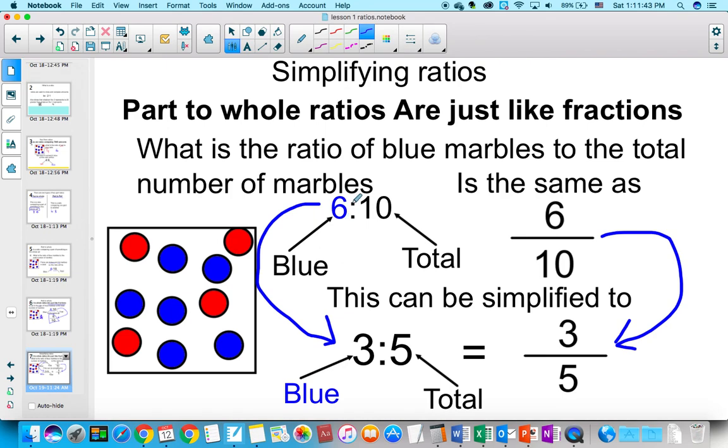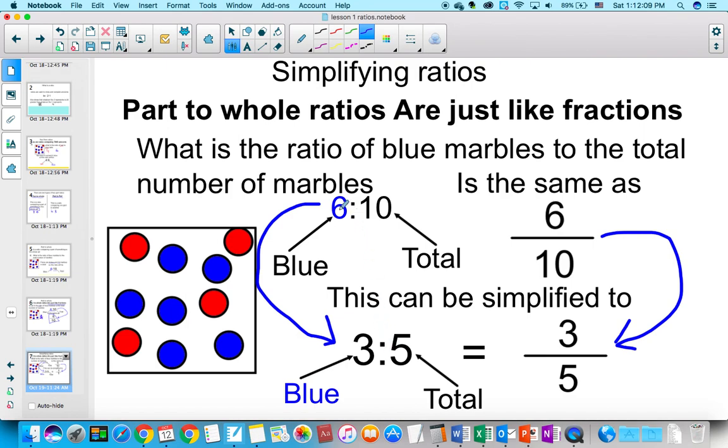This ratio is telling you the total and the number of objects that make up the part the question's asking for. The question's asking for blue marbles. So 6 blue marbles out of a total of 10. Now this is saying a fraction 3/5, right? 3/5 of the total number of marbles are blue.